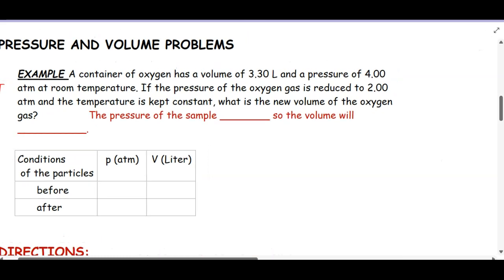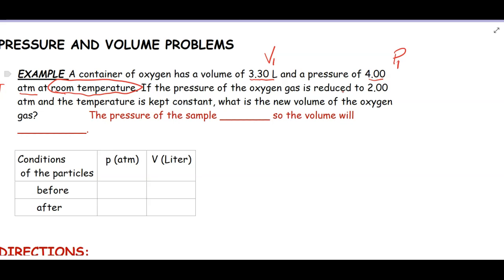Example A. A container of oxygen has a volume of 3.30 liters and a pressure of 4 atmospheres at room temperature. All right, so this would be volume 1, and this would be pressure 1, because the pressure and the volume occur at the same moment, so we give them the same subscript. It says this is going on at room temperature. Okay, and I guess it's going to stay at room temperature.